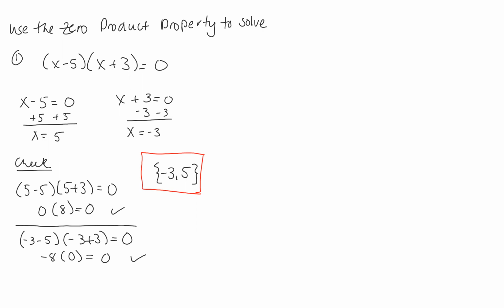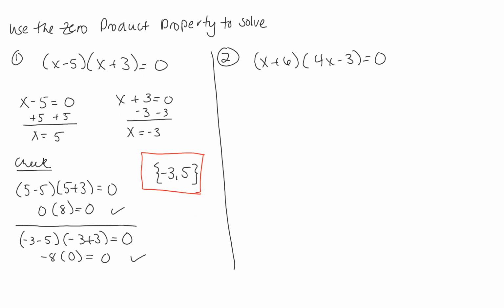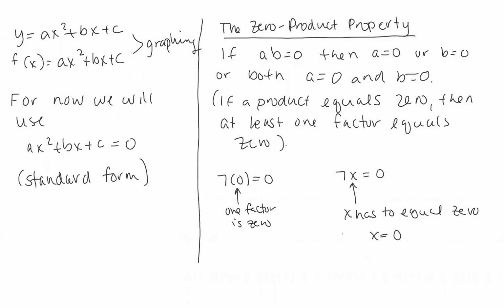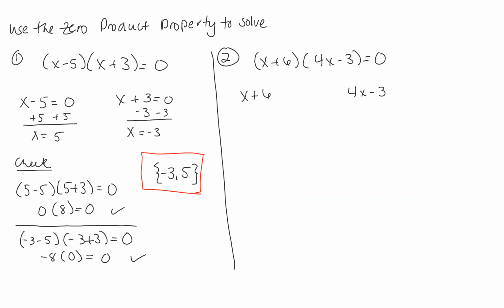Okay, now let's look at another example. This one's only going to be a teeny tiny bit more complicated because we'll end up with a fraction. So let's say we have x plus 6 times 4x minus 3 equals 0. So again, I have a product equaling 0. My two factors are x plus 6 and 4x minus 3. Now remember, the zero product property says if a product equals 0, then at least one factor equals 0. So one or both factors could equal 0. So what we do is we take these two factors and we set them equal to 0.